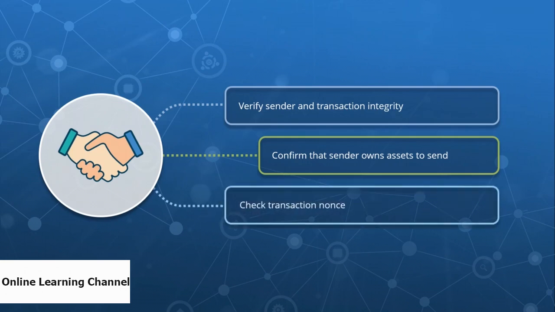And a third check in the transaction verification is to confirm that the transaction is indeed a newly minted one and is not simply a replay of an old transaction. And this is done by means of a transaction nonce. In this clip, though, it is the second of these verification steps which we will zoom into, and that is to verify the balance in the account of the sender.